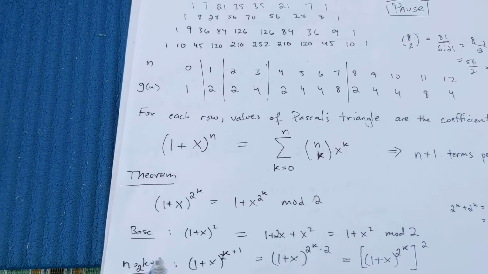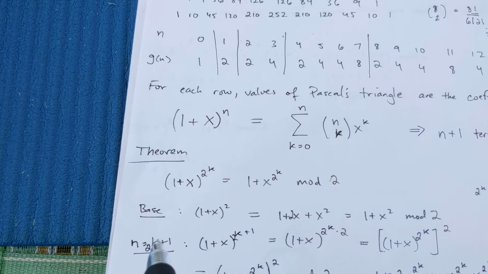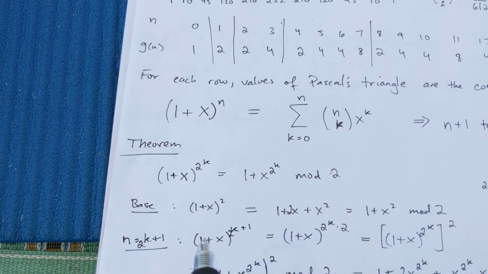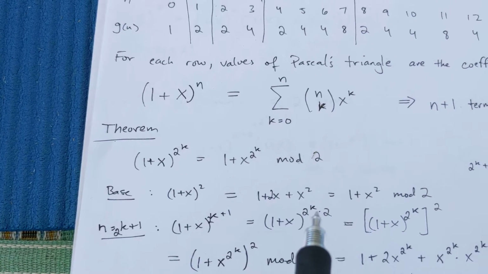Alright, so now let's assume that n equals 2 to the k is true. And let's look at n equals 2 to the k plus 1. So in this case, (1 plus x) to the 2 to the k plus 1 is the same as (1 plus x) to the 2 to the k, times 2.